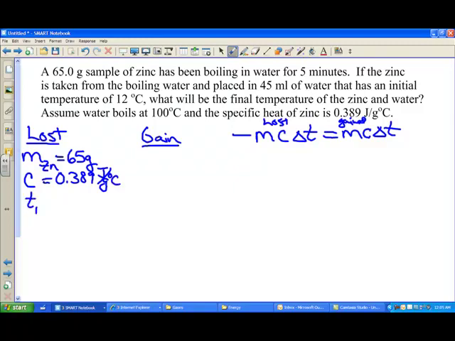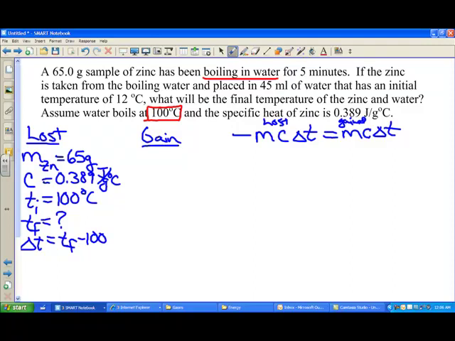The initial temperature of the zinc is going to be 100 degrees Celsius, and that goes back to our 0th law of thermodynamics, since that zinc has been in the boiling water. And objects in thermal contact eventually reach the same temperature, so the initial temperature of that metal is 100, and T final is what I'm looking for. So the delta T here is T final minus 100.